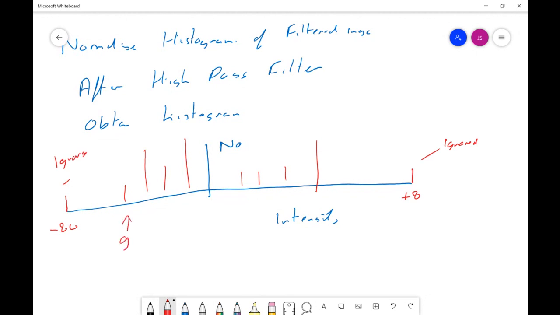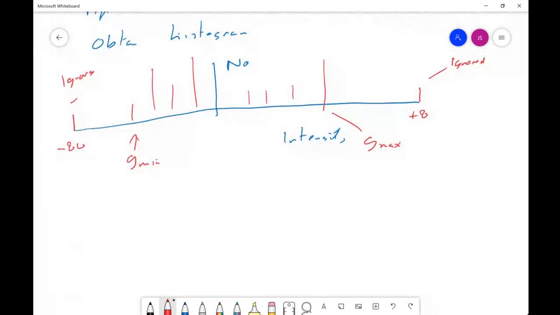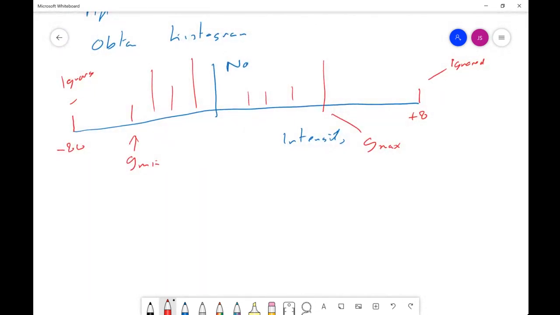You determine the G min and determine the G max, and you normalize that histogram using the standard normalization procedure. So the shift to 0, K would be minus G min. And of course, if G min is negative, we will be adding to it. So we would shift the histogram in that direction to 0.